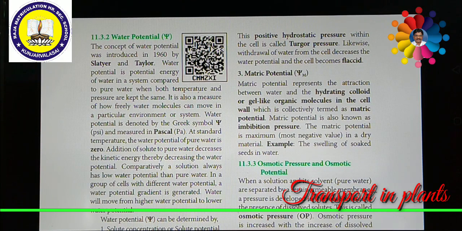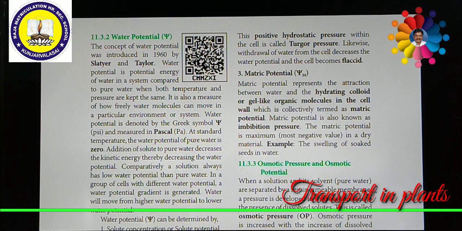Compared to pure water, where the water potential is zero, if you add a solute, salt, or sugar, the kinetic energy decreases, so the water potential decreases. Now the water potential of the solution is a negative value. So the solution always has a lower water potential than pure water. Water potential is the potential energy of water in the system. That is psi, measured in Pascal.